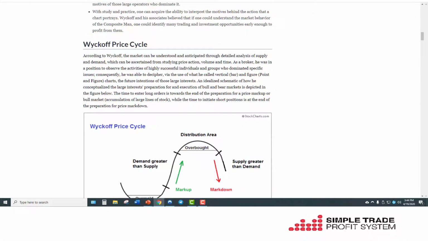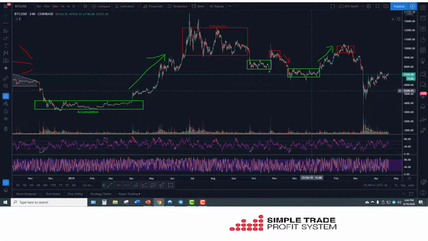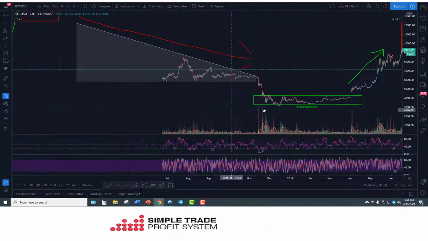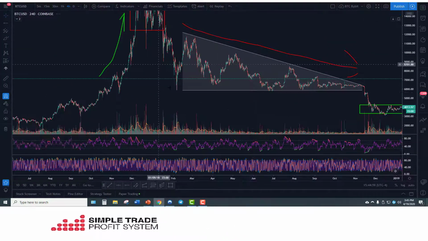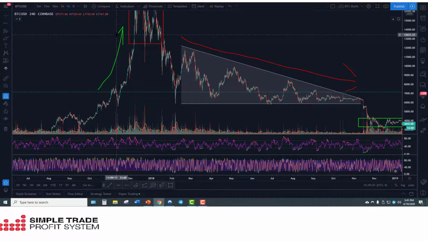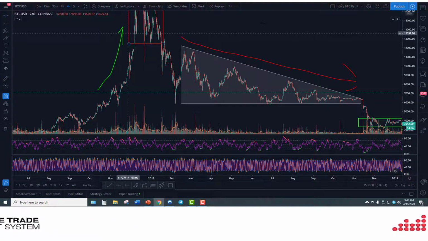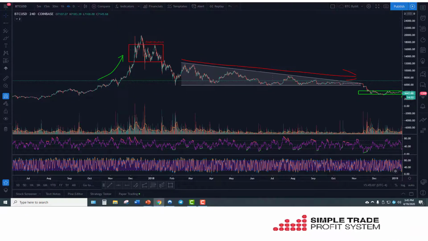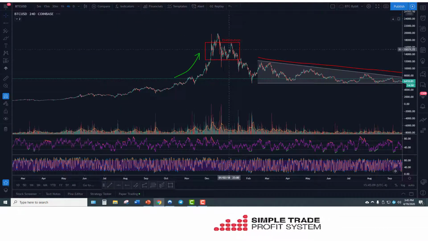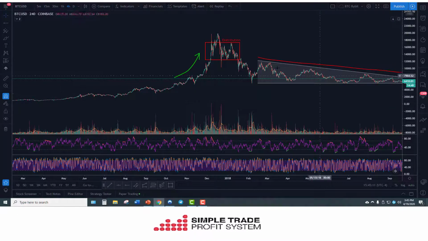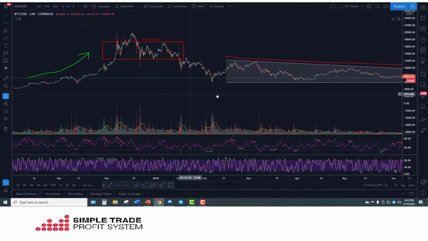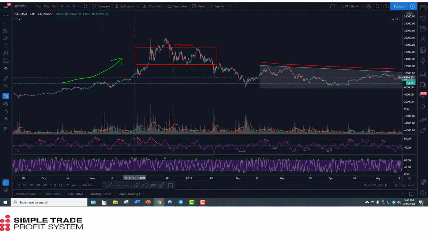So let's go over to the Bitcoin chart. I do have some pulled up here, and we'll just go back to the first ones. So our massive uptrend, I'm not going to go prior to that because it's hard to really see this pattern happening back here. But we see our uptrend, and we entered what you could call our distribution phase.